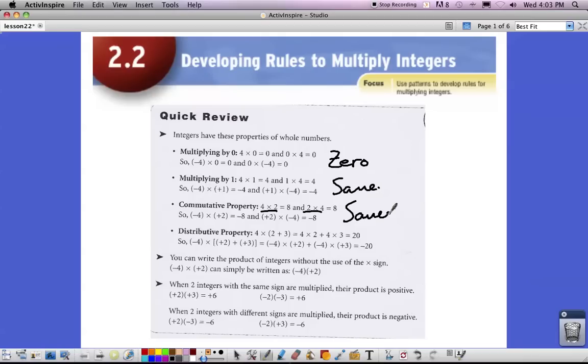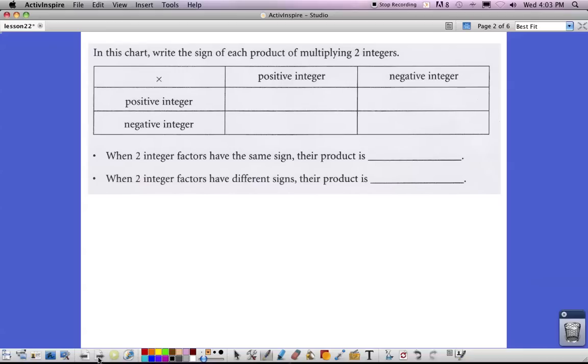A couple things that you should know: not all multiplications will have a multiplication sign. Sometimes they look like two brackets side by side. And last but not least, if the signs are the same with two integers, your answer will be positive. If they're different signs, it will be negative. So here's a table that you should probably copy down.